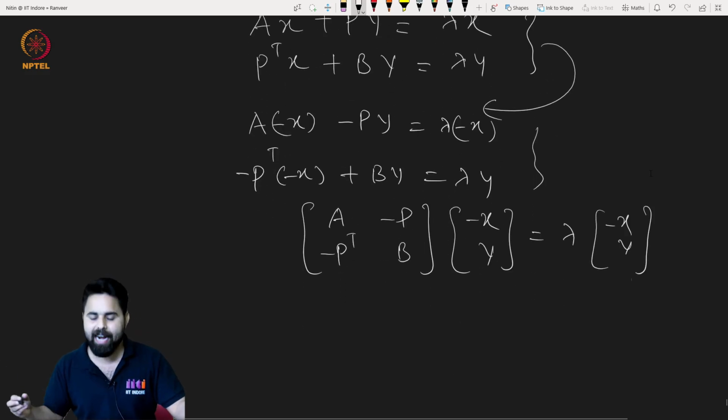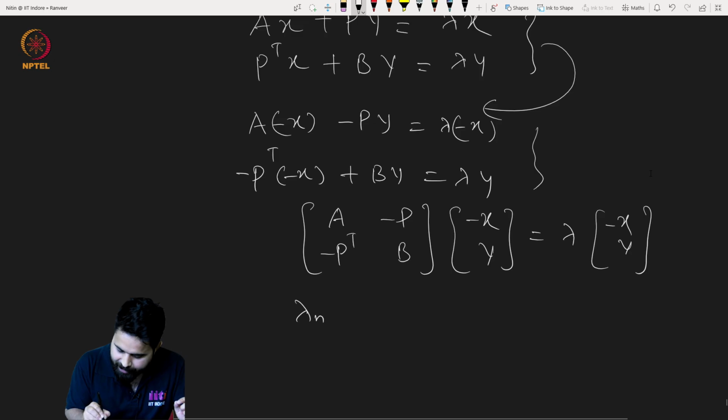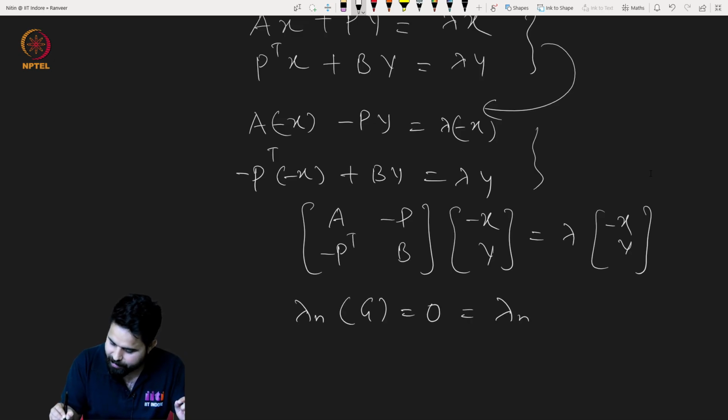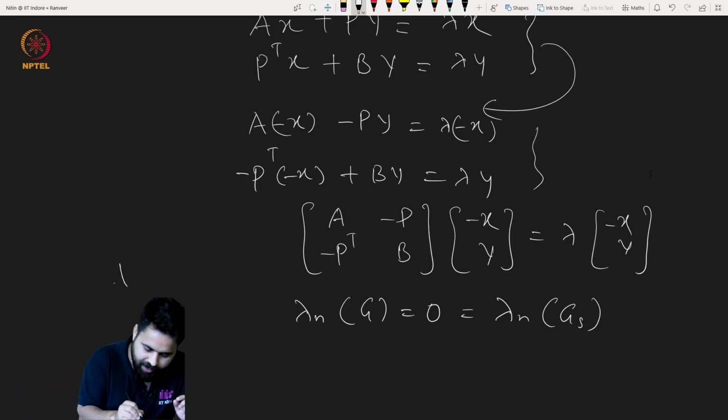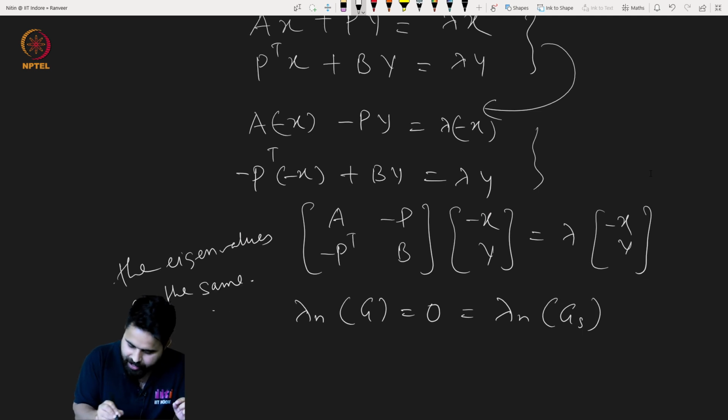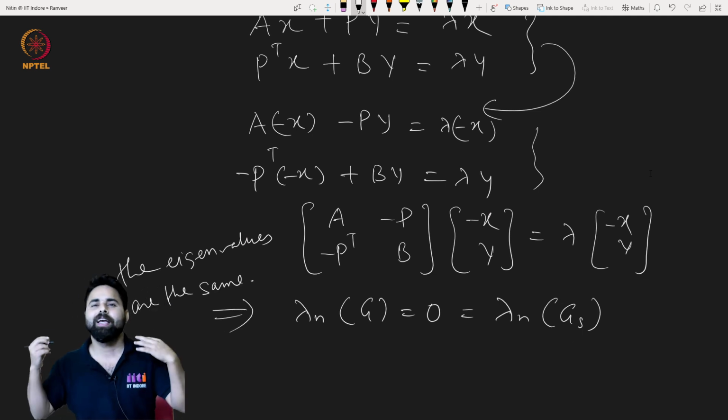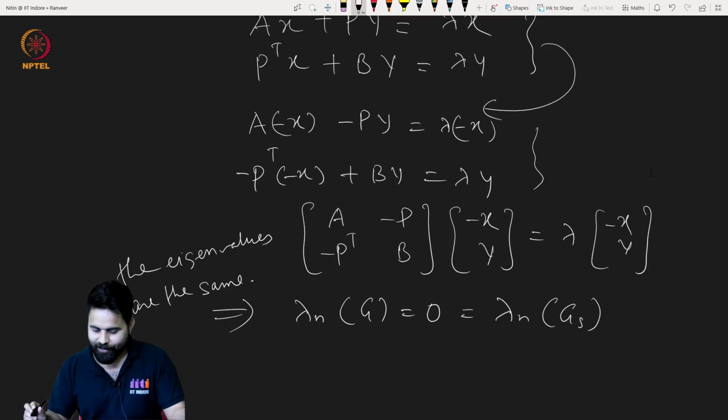But we know that lambda n of G is equal to 0. This should be equal to lambda n of GS. This implies the eigenvalues are the same, and this implies this. So in this case, the Laplacian matrix of the signed graph is actually singular.